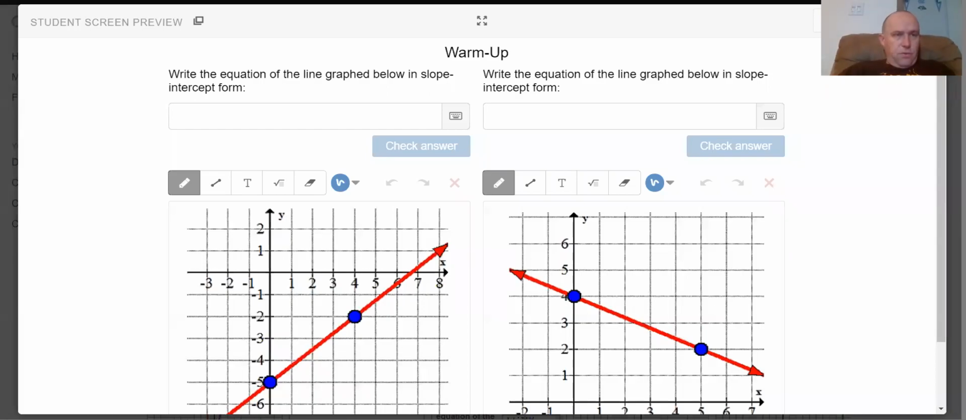Okay, this is the video for lesson 3.2. And this is the point slope formula, but it's called writing equations of lines using points or two points. So a little warm up here, just to remind us of what we did in our previous lesson.